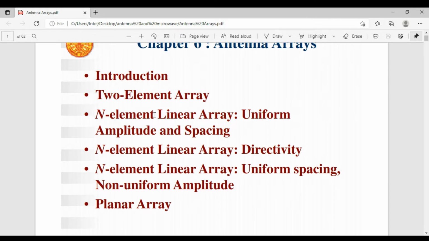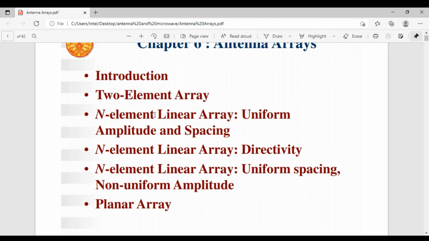There are two types: one is the broadside array, another one is the end fire array. Broadside array means equal amplitude and phase. End fire array means equal amplitude and opposite phase. The phase components of the first two elements are opposite, so a 180-degree phase shift is there.